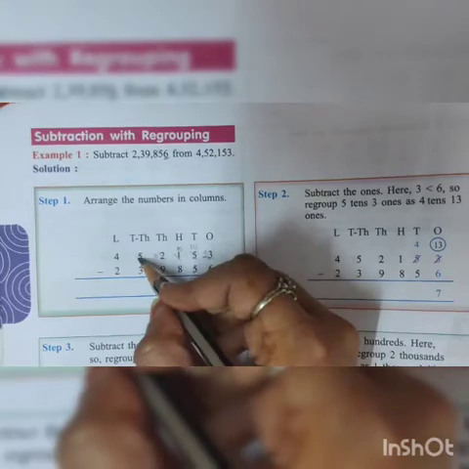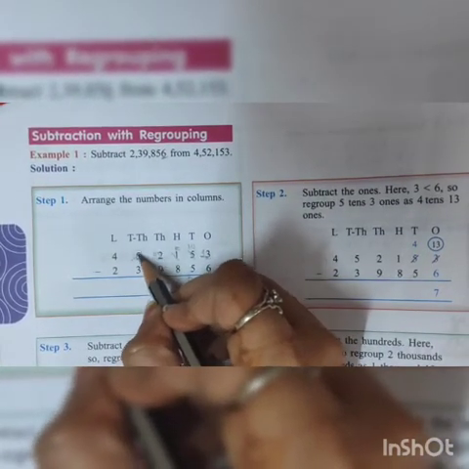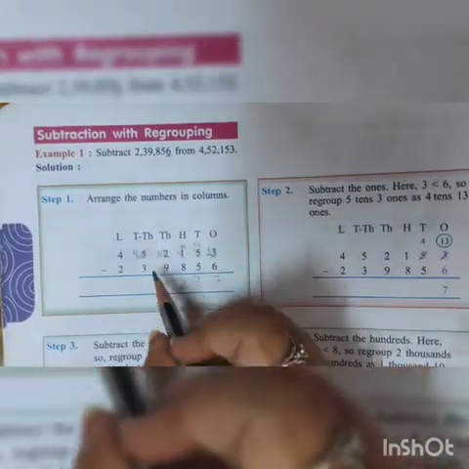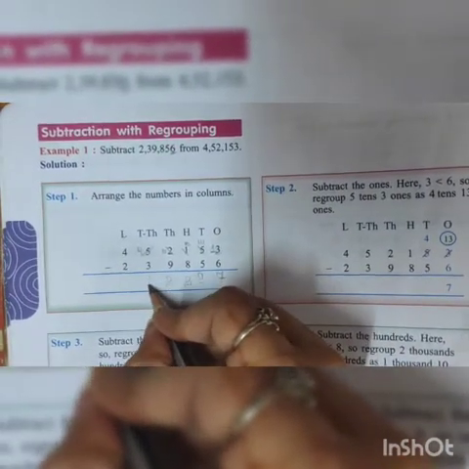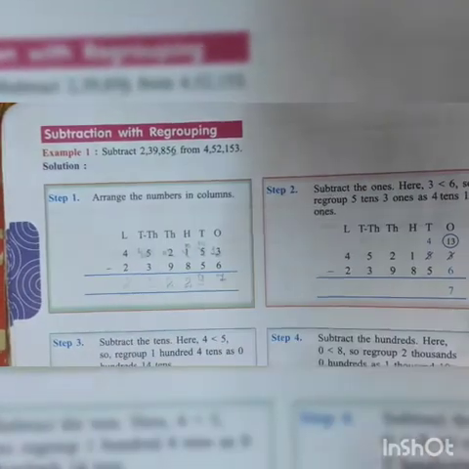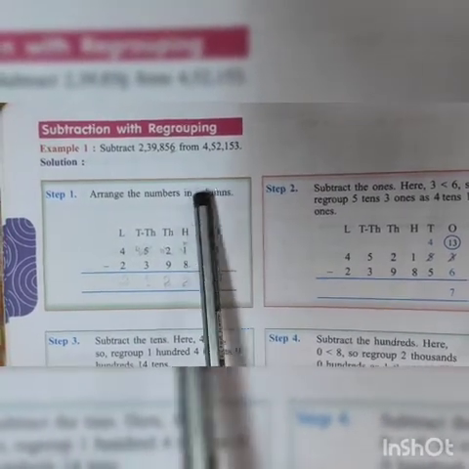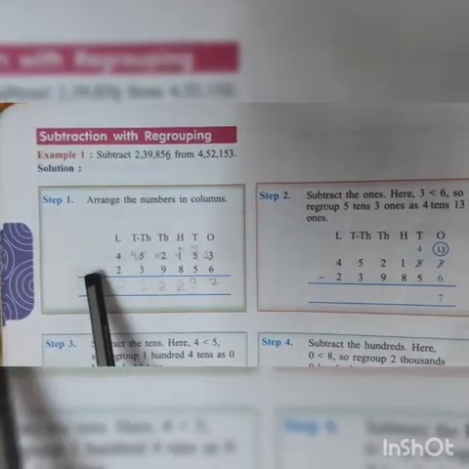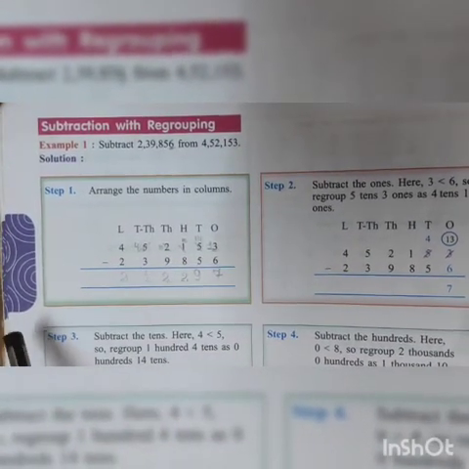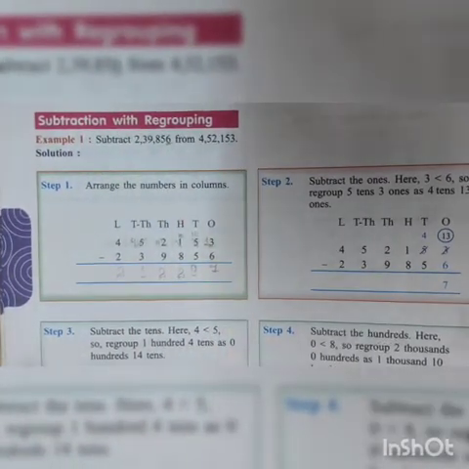Next, see here, it is the bigger number, so we will just reduce it by 1, so it will become 4. 4 minus 3 will be 1. Next, 4 minus 2 will be 2. So students, first we have to arrange the given numbers in columns. Then we have to subtract the numbers after arranging them. So this is the subtraction with regrouping method.